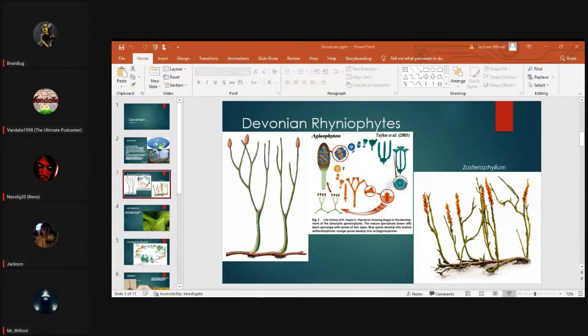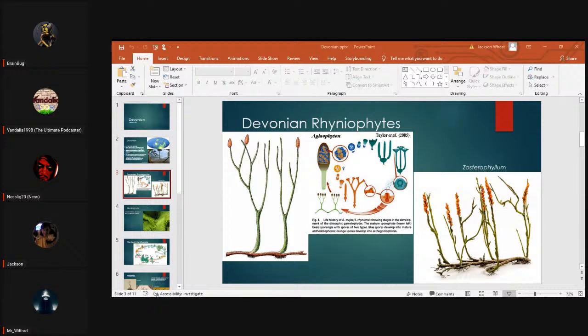Awesome. Okay. So rhyniophyte is just a paraphyletic grouping of different early vascular plants like Aglaophyton and Zosterophyllum. They're fairly similar in their overall morphology. They're both very early vascular plants, but rhyniophyte just encompasses a whole bunch of the early Silurian and Devonian plants. So as you can see, these guys do not have lignin. They're little, as Colton was talking about, like ankle tall, little bitty.